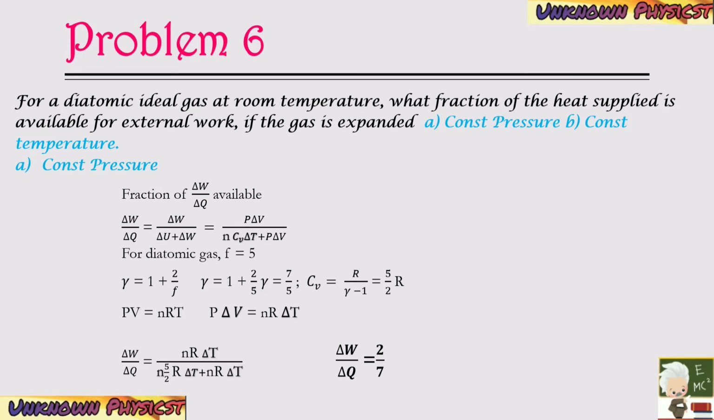Be careful in this. From the first law of thermodynamics, delta Q is delta U plus delta W. And for delta U we know it is nCV delta T. To find CV you need the gamma value. So CV will be equal to R by gamma minus 1. You get your CV value. Here our CV value is 5 by 2 R. So delta U will be 5 by 2 nR delta T. I am replacing the remaining 2 terms in terms of nR delta T by the use of the ideal gas equation. So by substituting all this, finally our delta W by delta Q will be equal to 2 by 7.